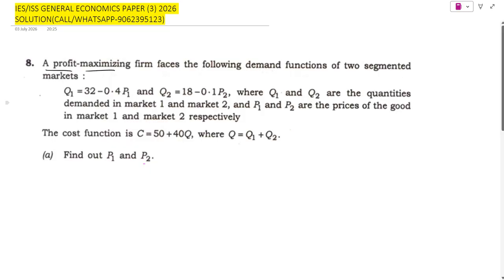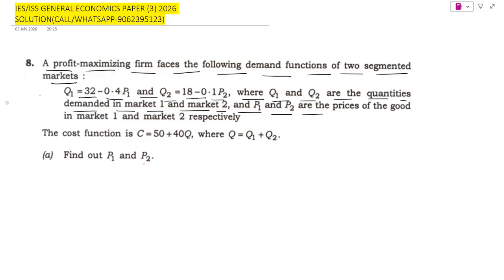A profit maximizing firm faces the following demand functions of two segmented markets. Q1 equals 32 minus 0.4 P1 and Q2 equals 18 minus 0.1 P2, where Q1 and Q2 are the quantities demanded in market 1 and market 2, and P1 and P2 are the prices of the good in market 1 and market 2 respectively. The cost function is C equals 50 plus 40Q, where Q equals Q1 plus Q2. The question is: find out P1 plus P2.